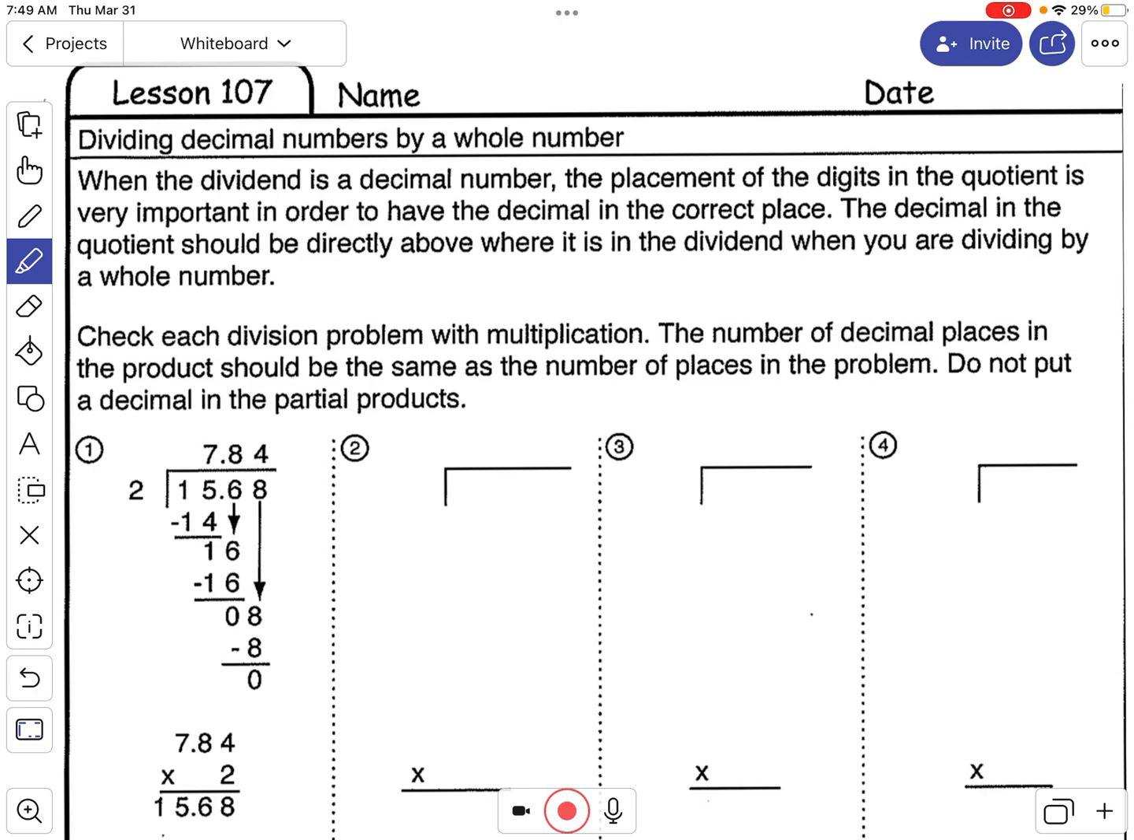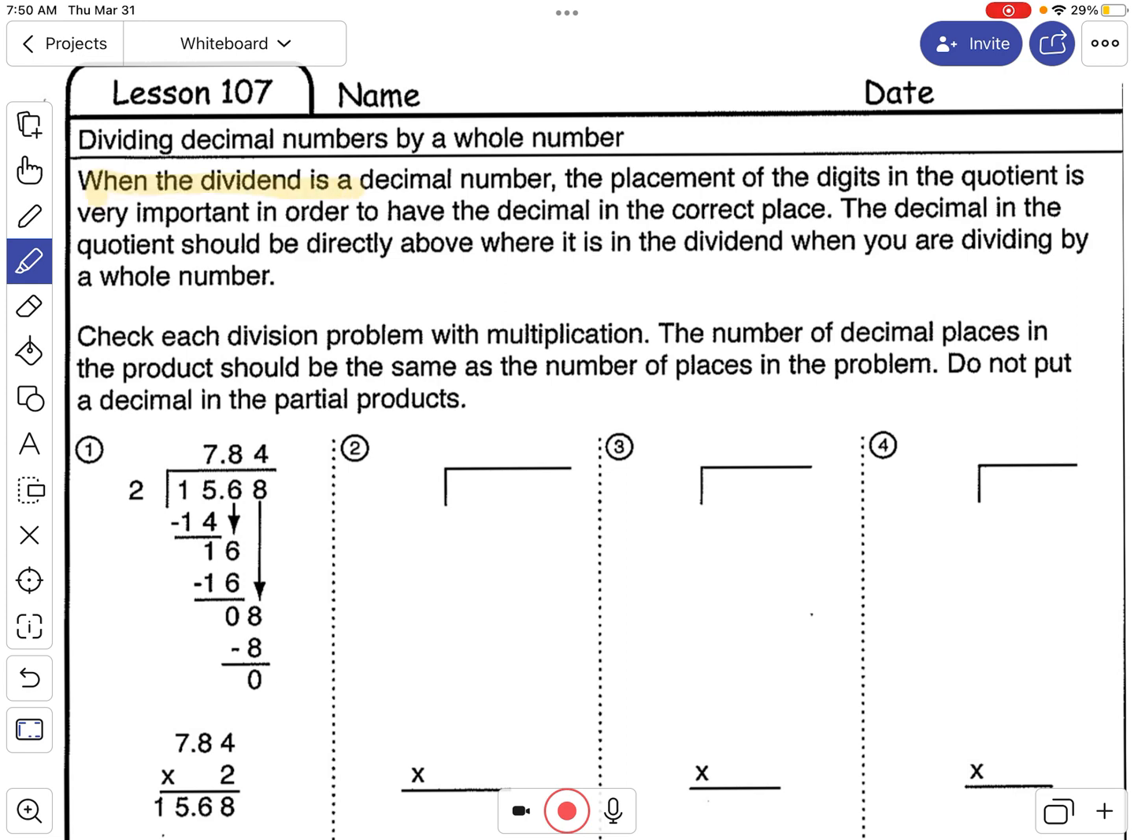Well, hello everybody. This is 4th grade Excel lesson number 107. We're going to be dividing decimal numbers by a whole number. Dividing decimals by a whole number. Whole new idea here, except if you know how to do division, it's not going to really be that hard.